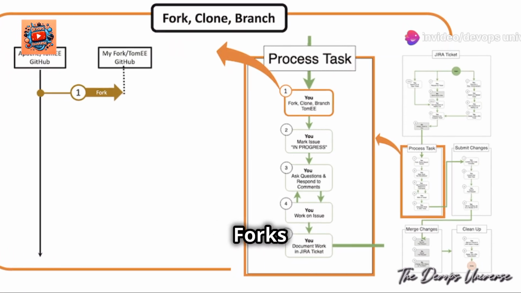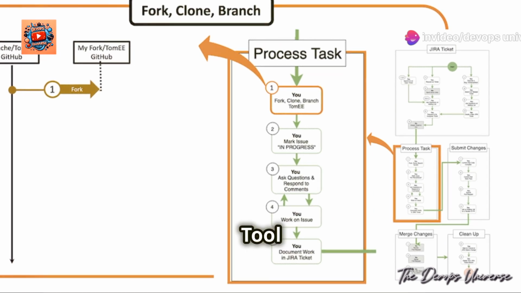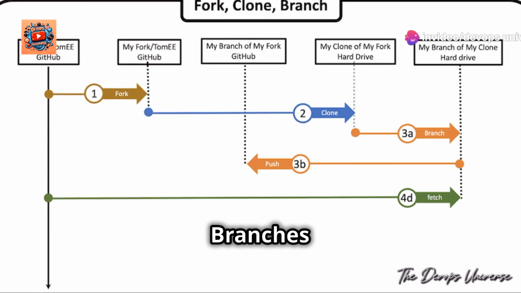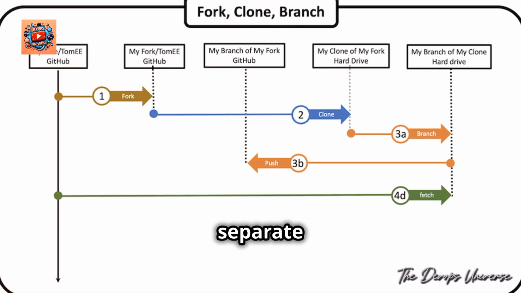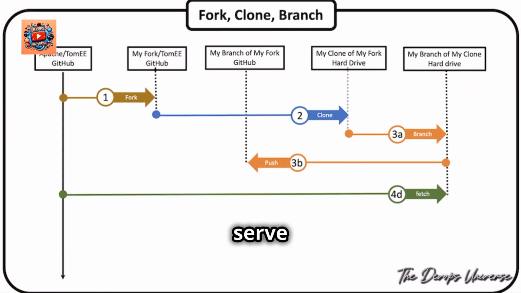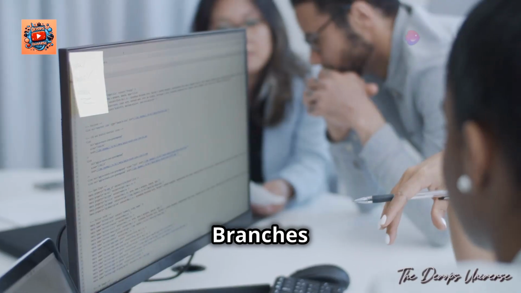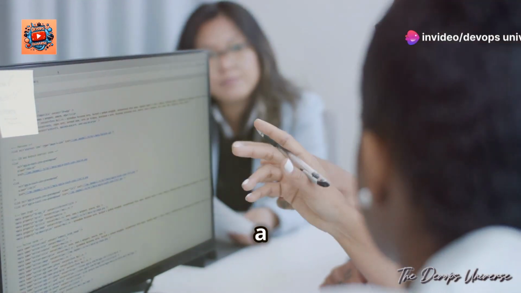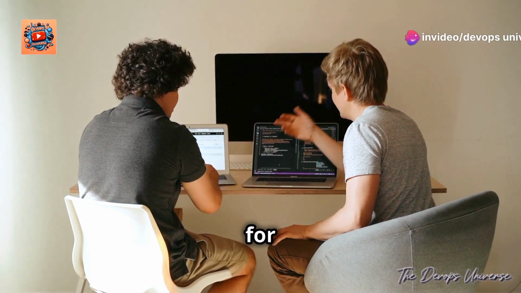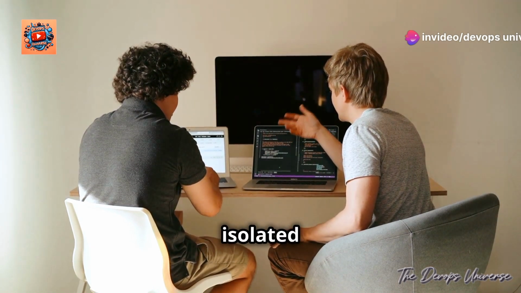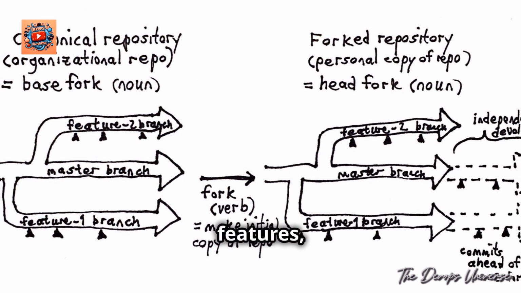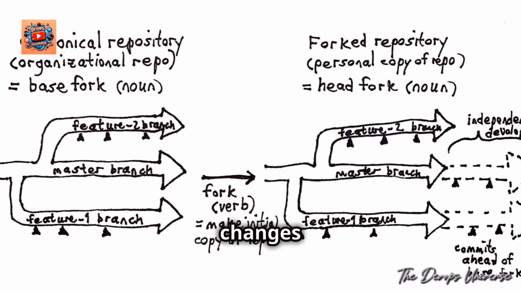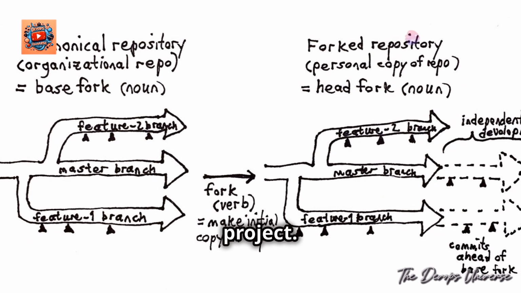Branches versus forks: choosing the right tool for the job. Branches and forks share some similarities in their ability to create separate lines of development, but they serve distinct purposes. Branches are lightweight pointers within a single repository that allow for parallel development and isolated experimentation. They are ideal for managing features, bug fixes, and other changes within the scope of a single project.